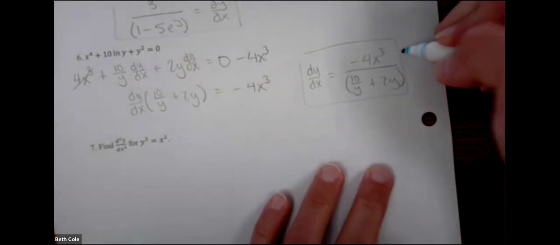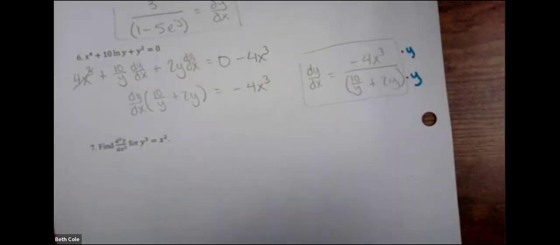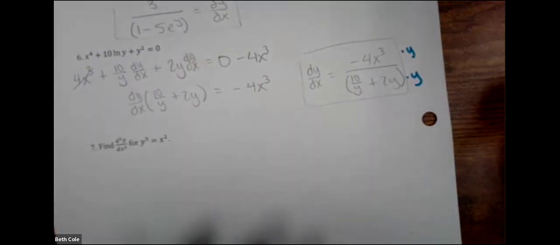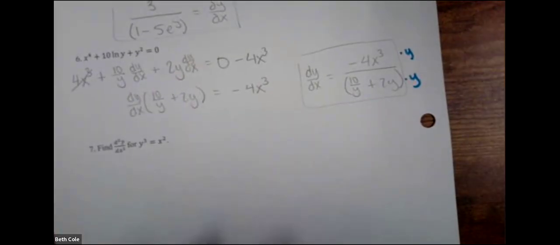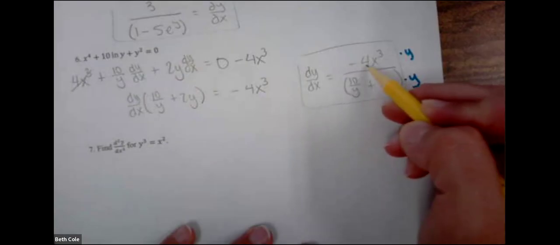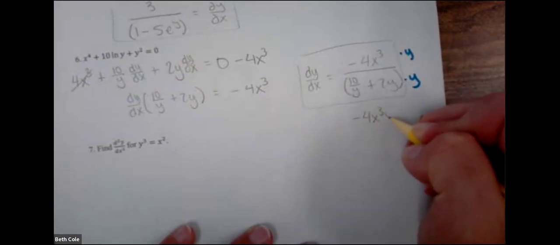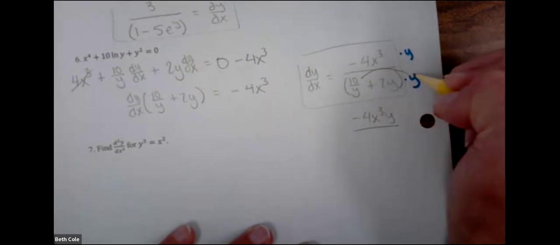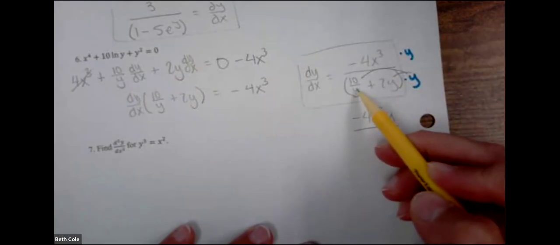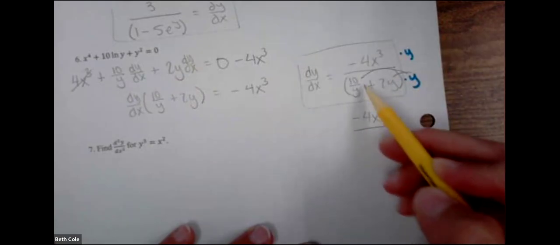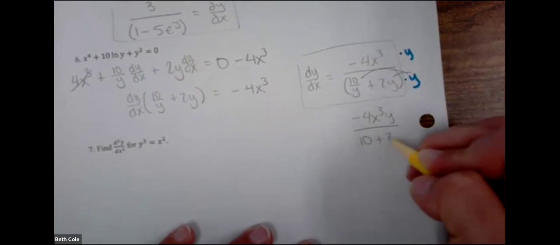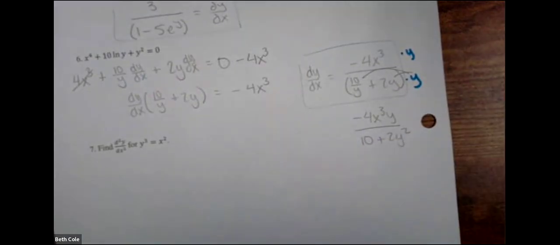What you would do is multiply the numerator by a y and multiply the denominator by a y in order to cancel, to divide that out. So you'd have negative 4x cubed y. And on the denominator, when you distribute it through, what would you get for this first part? Just 10 plus 2y squared. So it would look like that.